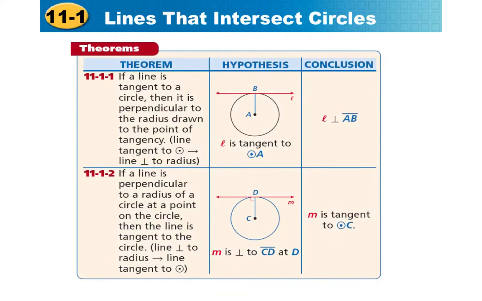First set of theorems. Theorem 11.1.1 says if a line is tangent to a circle, then it is perpendicular to the radius drawn to the point of tangency. So in other words, if you have a tangent to a circle, the radius and the tangent line form 90 degrees. They're perpendicular. And you're going to notice that 11.1.2 is a converse of 11.1.1. So you can pause this and read this more carefully. I'm going to the next slide.